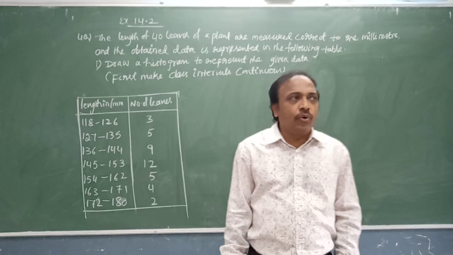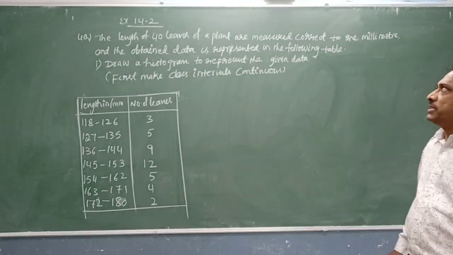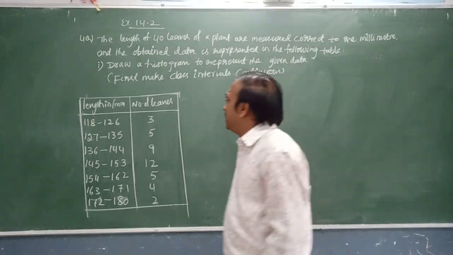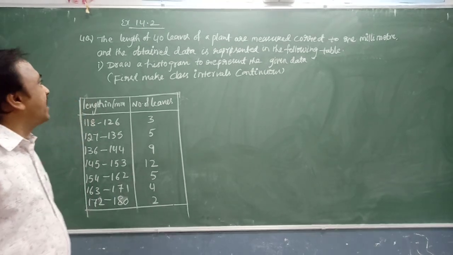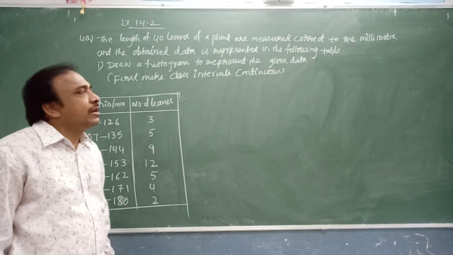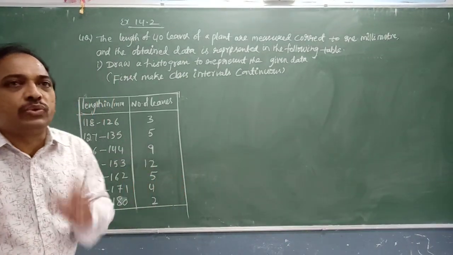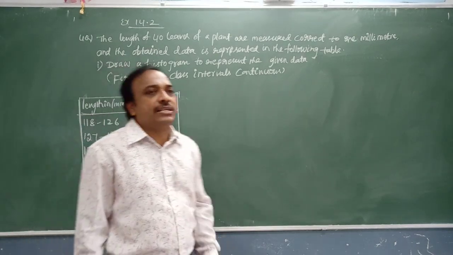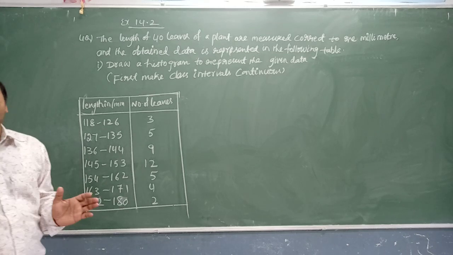Question number 4. The lengths of 40 leaves of a plant are measured correct to 1 millimeter and the obtained data is represented in the following table. Draw a histogram to represent the given data. He has given a clue: first make the class intervals continuous.